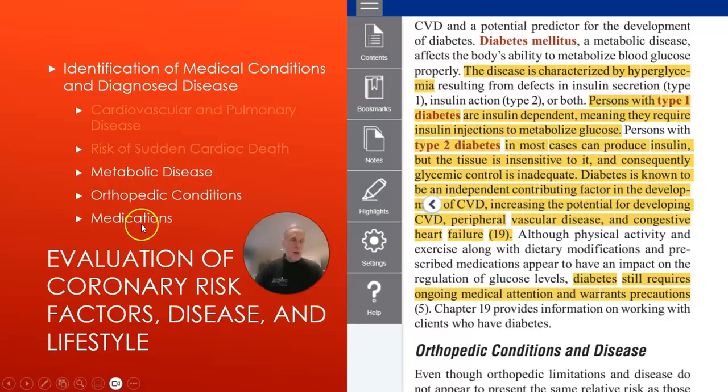Now we get to these last three: metabolic disease, orthopedic conditions, and medications. With the metabolic diseases, we're looking at diabetes, and it's important here, not only just from working with your clients, but it's also important for some quiz questions and test questions that you'll see. You have persons with type 1 diabetes who are insulin dependent, meaning they require insulin injections to metabolize glucose. But type 2 diabetics, they produce insulin to a certain degree, but the tissues are just insensitive to it. So you have the ability, both type 1 and type 2 benefit, no doubt.